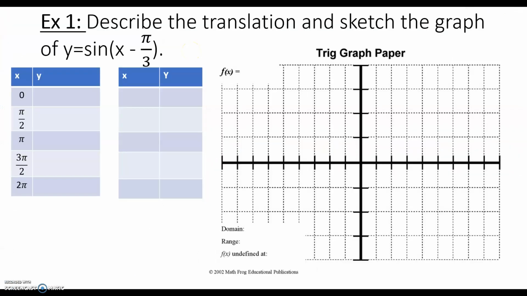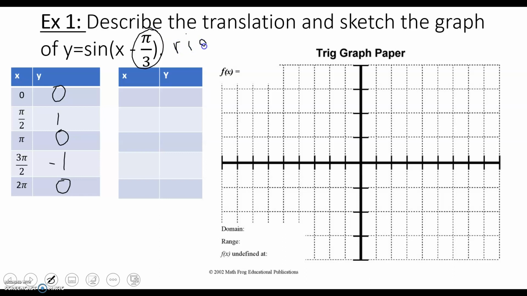So let's say we wanted to graph a sine function that has a horizontal translation by hand, then we would basically start with our original sine graph. And so our original sine graph has the point 0. If we can remember those, the sine of 0 is 0, the sine of pi over 2 is 1, the sine of pi is 0, the sine of 3 pi over 2 is negative 1, and the sine of 2 pi is 0.